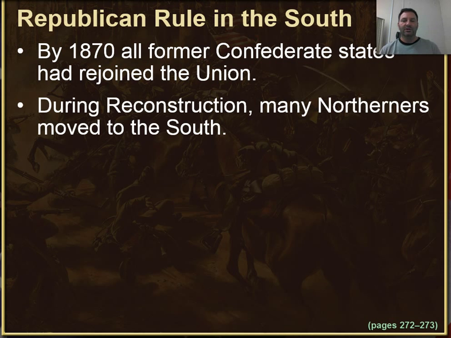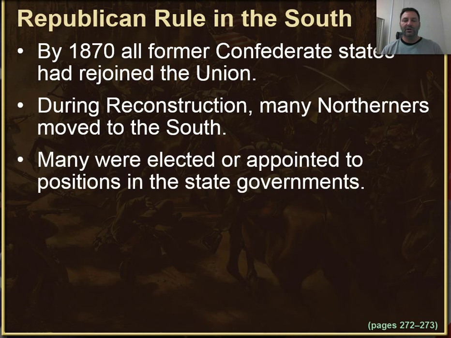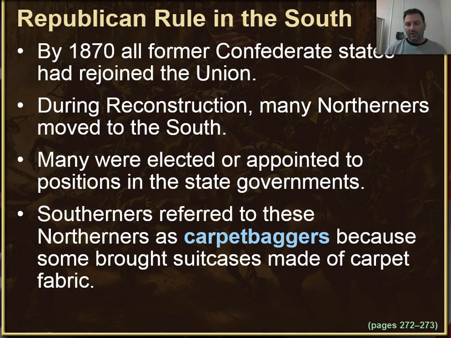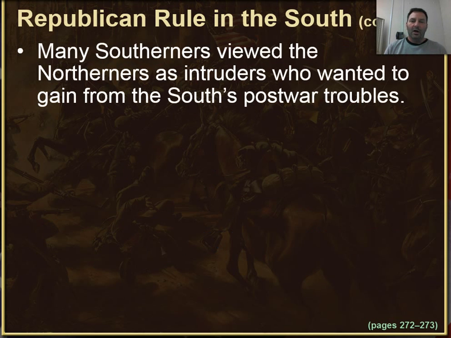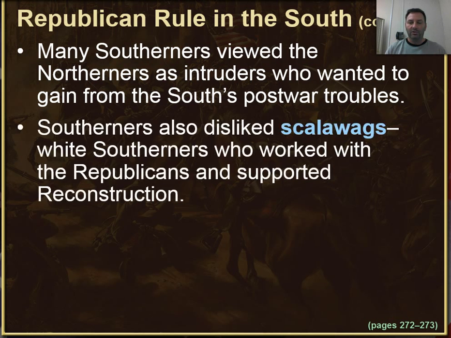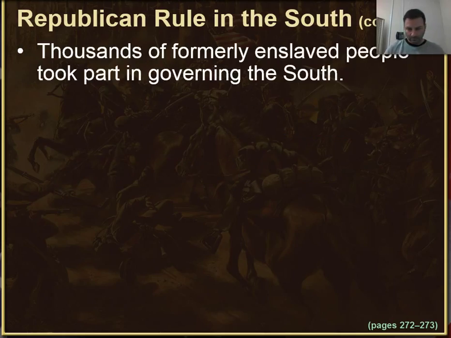During Reconstruction, many Northerners moved to the South. Many were elected or appointed to positions in the state governments. Southerners referred to these Northerners as carpetbaggers because some brought suitcases made of carpet fabric. Many Southerners viewed the Northerners as intruders who wanted to gain from the South's post-war troubles. Southerners also disliked scallywags, white Southerners who worked with the Republicans and supported Reconstruction.